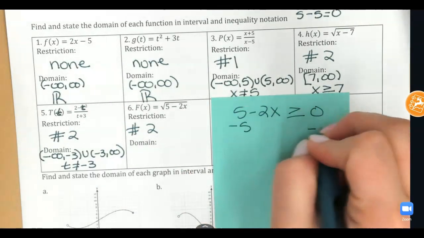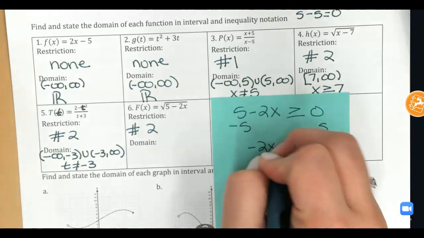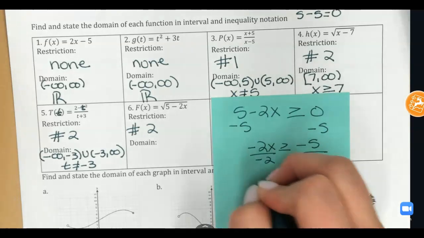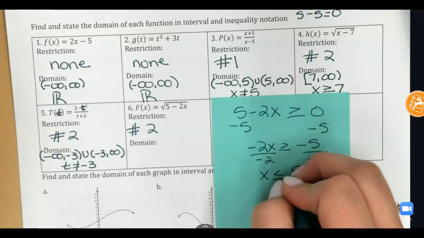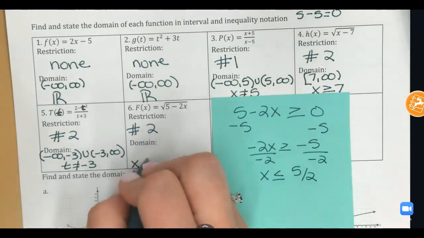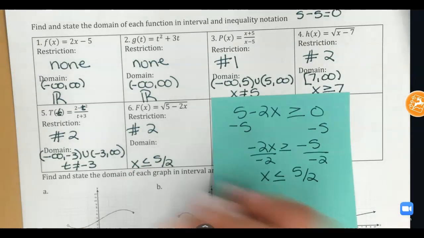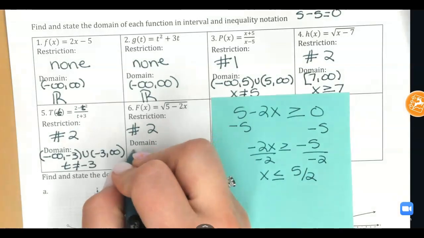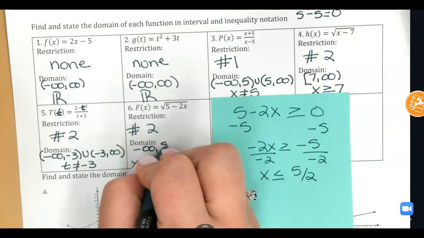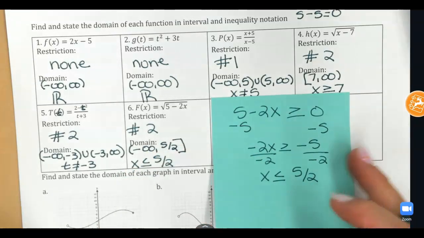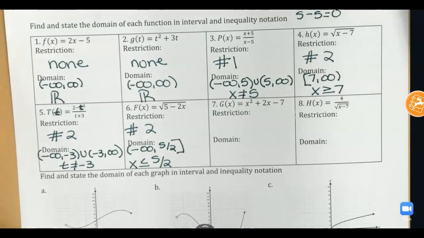I can subtract the 5 and then divide by -2, which means the sign of my inequality changes. So x has to be less than or equal to 5 over 2. There is my inequality notation, but then for interval notation, this means all values less than or equal to 5 over 2. So that's going to be -infinity to 5 over 2. Infinity always gets parentheses, and here 5 over 2 gets a bracket.